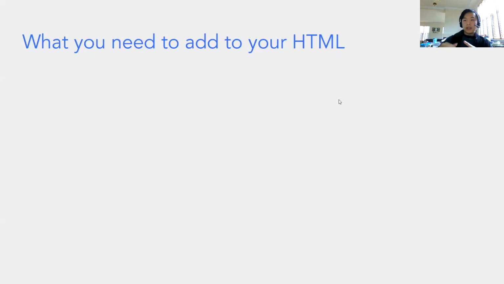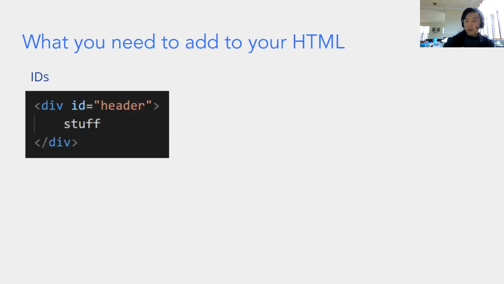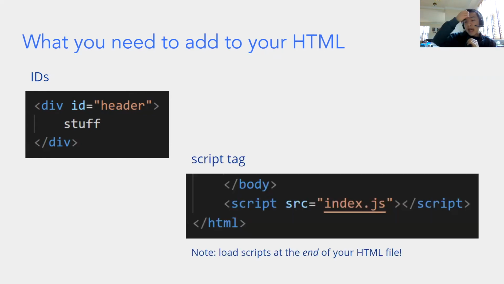So there are a few things you need to add to your HTML. This is where we start talking about tying the JavaScript into your HTML. The first thing is IDs. Remember, Tommy talked about this yesterday, about how IDs are unique identifiers to elements in the HTML. In CSS, we like to style with classes a lot. In JavaScript, IDs are usually pretty comfortable, so we'll stick with IDs here. You also need to add a script tag ideally at the end of your HTML file.